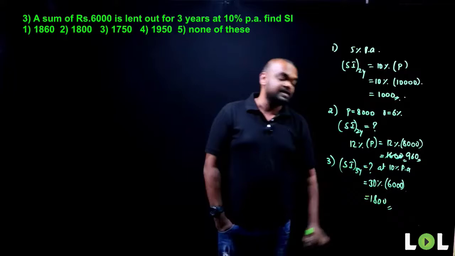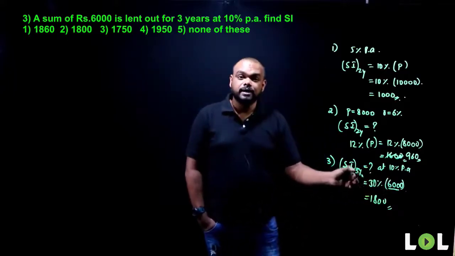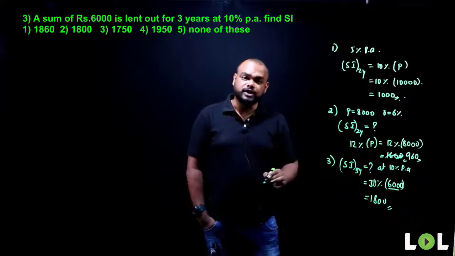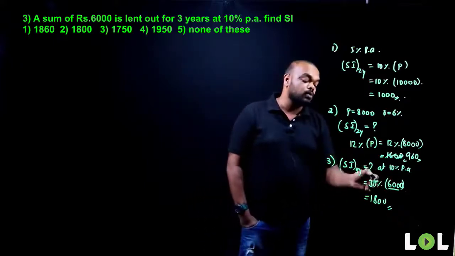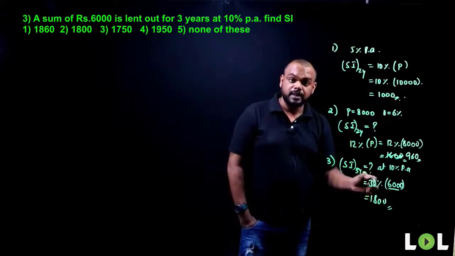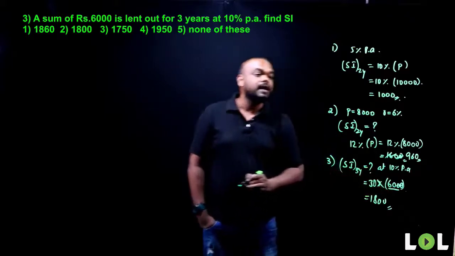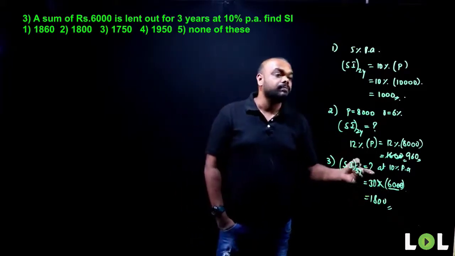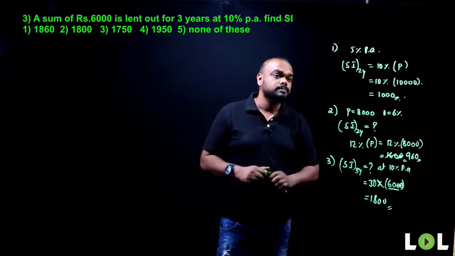See, there are 2 ways. If you know 10%, 10% is 600. 30% means 10% into 3, that is 600 into 3, 1,800. Or 30% means 30 by 100, the zeros cancel, and 60 into 30 will be 1,800. Everyone, did you understand this question? Can I continue further?